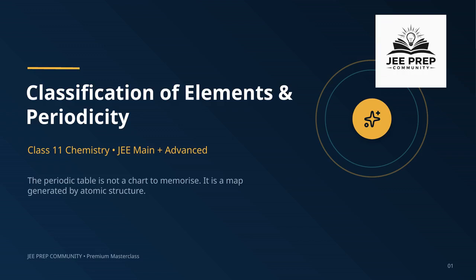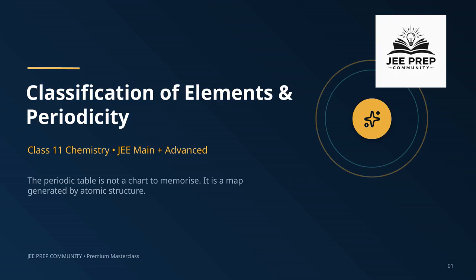In 1865, Newlands proposed the law of octaves. When elements were arranged by increasing atomic mass, every 8th element resembled the first, like the 8th note repeating the first note in music. The pattern worked reasonably well only up to calcium. For heavier elements, it broke down, and the scheme had no room for undiscovered elements or for the noble gases that were discovered later. Then came Mendeleev in 1869.